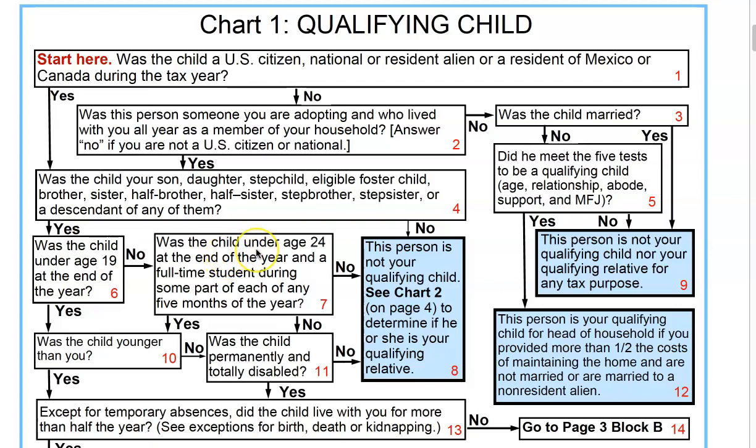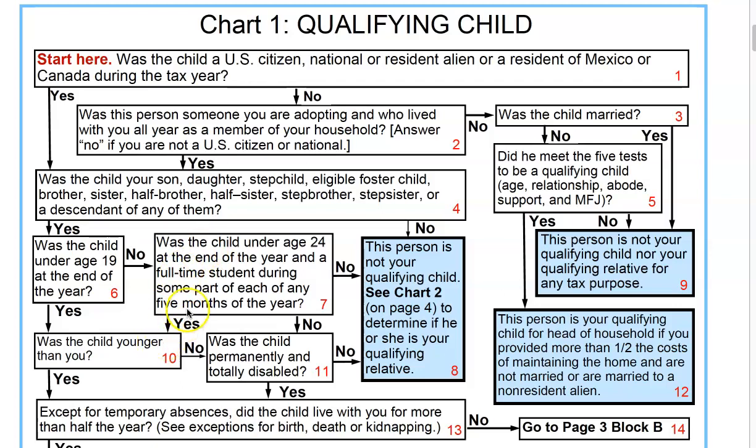Was the child under age 24 and a full-time student during some part of each of the 5 months of the year? That's a definition of a full-time student. Full-time actually means you're taking more than half of a normal load, but the point is you have to do that for 5 months. If Raymond had started college in September, October, November, December, that would not qualify him as a full-time student for the year. But we know he was at college for 9 months, so the answer is yes.